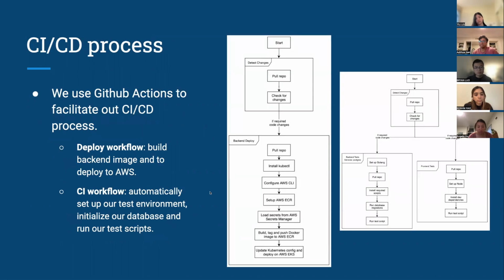So for our CI/CD process, we decided to go with GitHub Actions because it integrated really well with our repository and code. So we had two main workflows, our deploy workflow and our CI workflow. Our deploy workflow basically built and deployed our backend image.